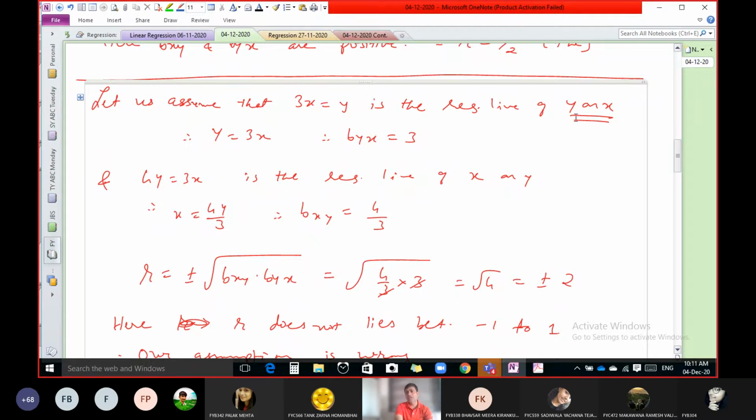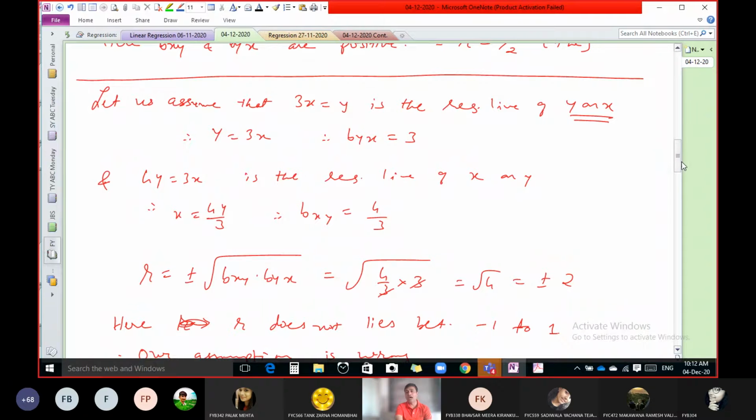If this is the regression line of y on x, the other one must be the regression line of x on y. So here we have to convert into x equal to something. So we get x equal to 4y upon 3. The coefficient of y is 4 by 3, that is bxy is 4 by 3. So byx is 3 and bxy is 4 by 3. Now multiply these two. 4 by 3 into 3, the 3 cancels, and we get root 4, and the square root of 4 is 2, either plus 2 or minus 2.